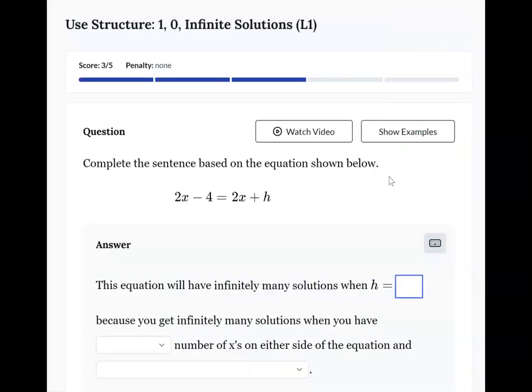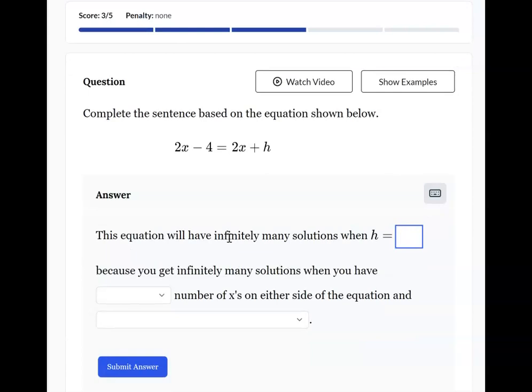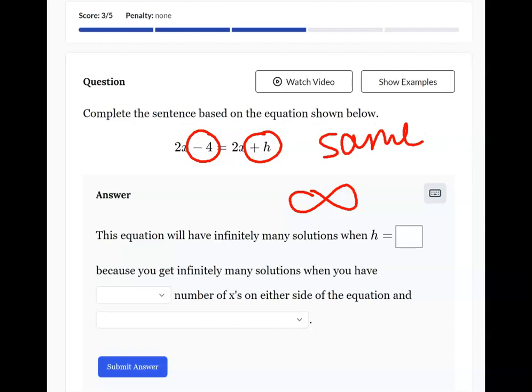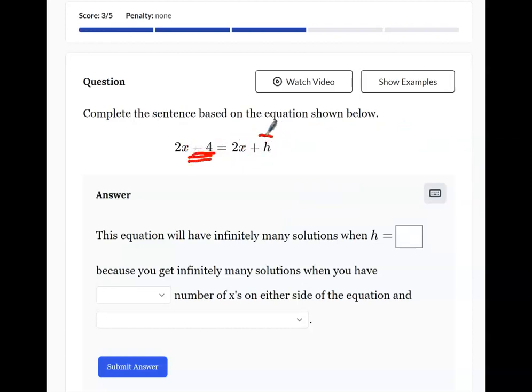Let's try one more. This equation will have infinitely many solutions. When h is equal to what? Well, for infinitely many solutions, you have to have matching variables, which we do, the same variables, but infinitely many solutions must have the same constant. So if this is a -4, h has to be a -4. So we're going to type that here in the box. It must be the same number.